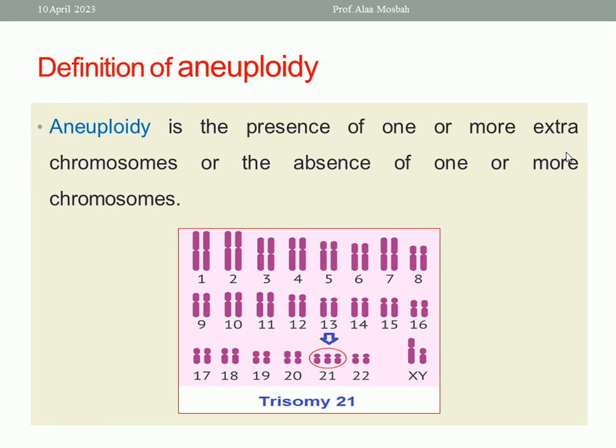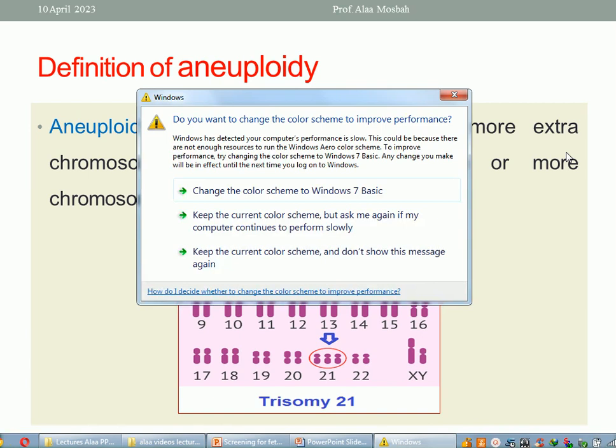What is aneuploidy? Aneuploidy simply is the presence of one or more extra chromosomes or absence of one or more chromosomes. So we know that normally the cell contains 46 chromosomes. If it is 47, so one of the chromosomes is represented by 3, as in trisomy 21, Down syndrome. So 47 is abnormal, of course, as in Down syndrome.